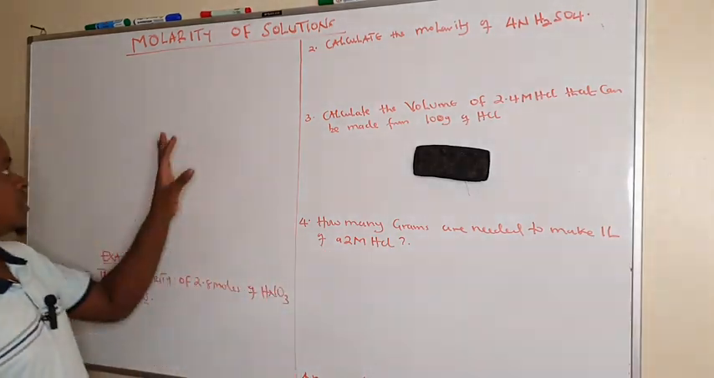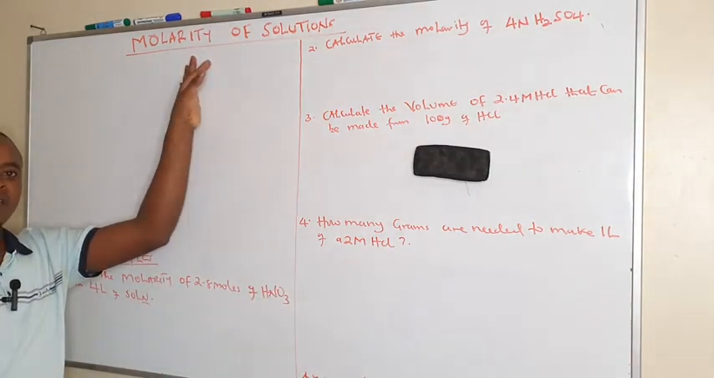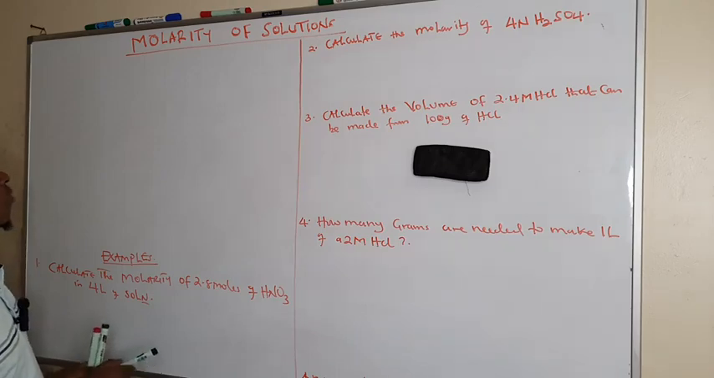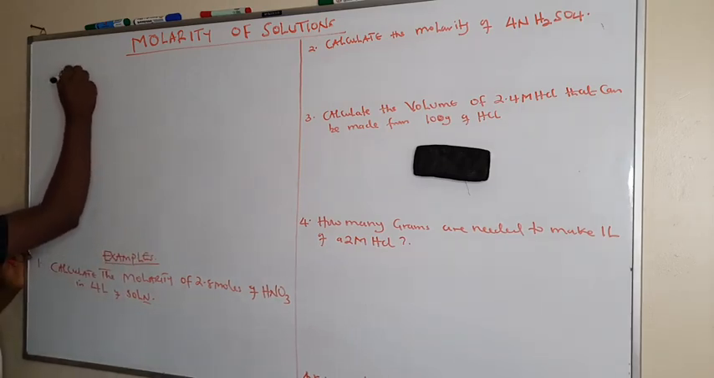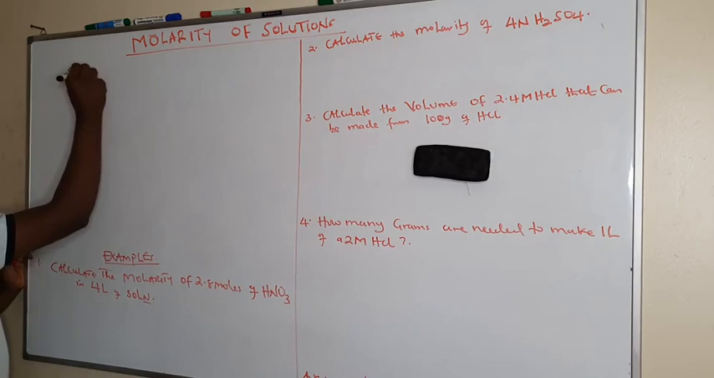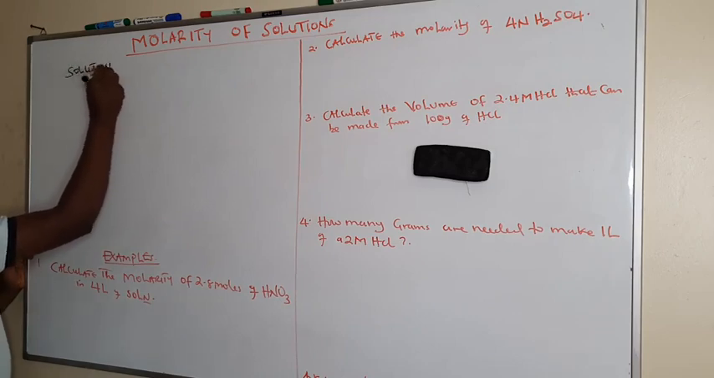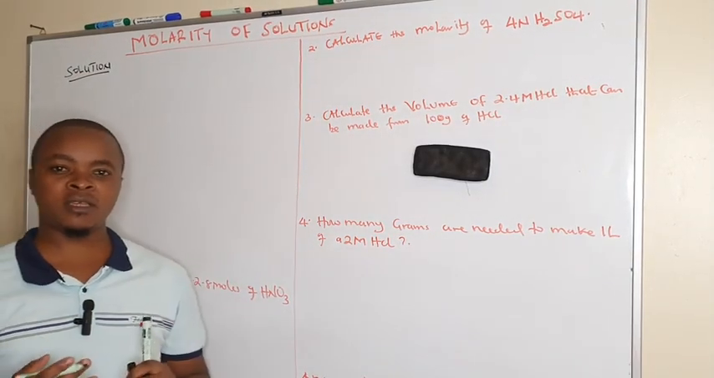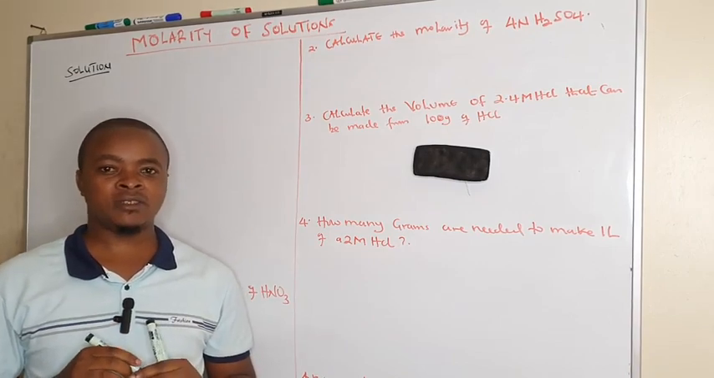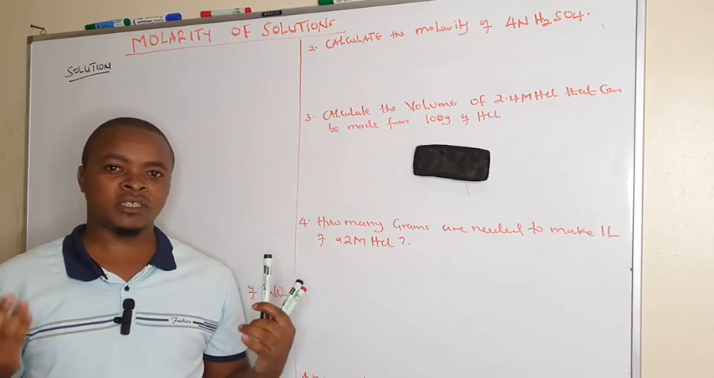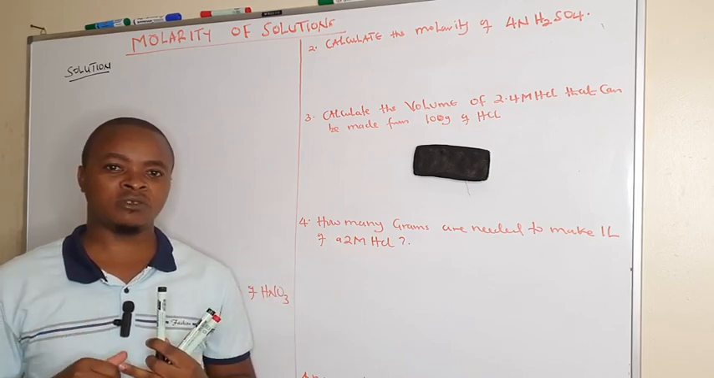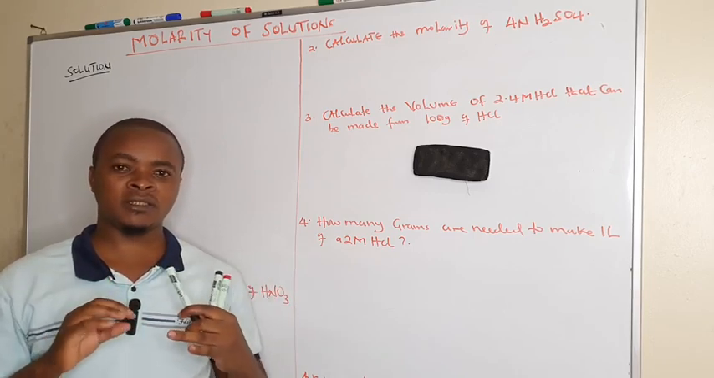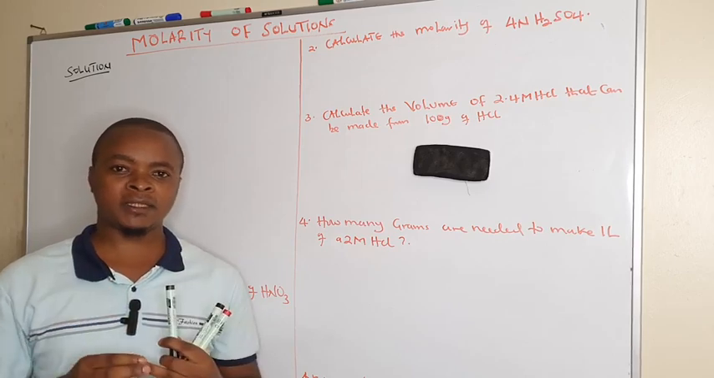So, we want to look at how we can calculate the molarity of solutions. And you can ask yourself, what is a solution? A solution is homogeneously or uniformly mixed. It can be a liquid, it can be a solid. So a solution is something that contains homogeneously mixed substances.